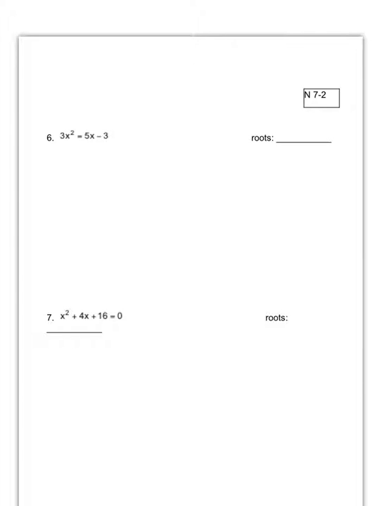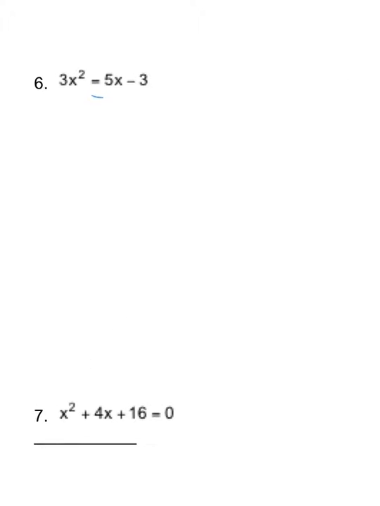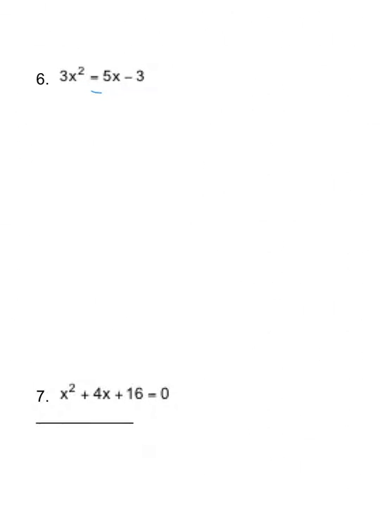Okay, looking at example 6. Notice this one is not in standard form. It needs to be set equal to 0 before we can do anything else with it. So I'm going to subtract 5x and add 3 to both sides. So that would be 3x squared minus 5x plus 3 equals 0.